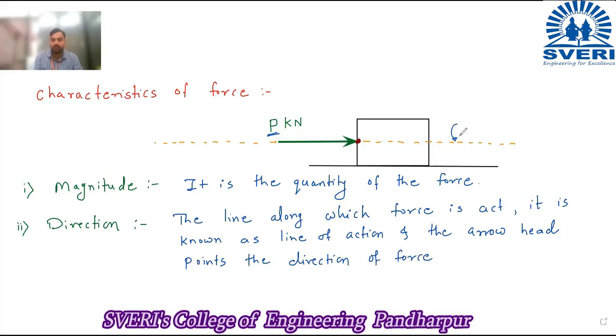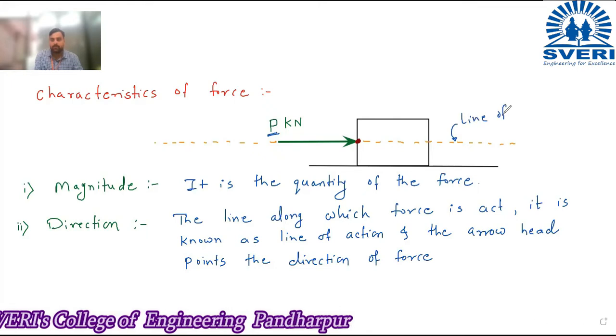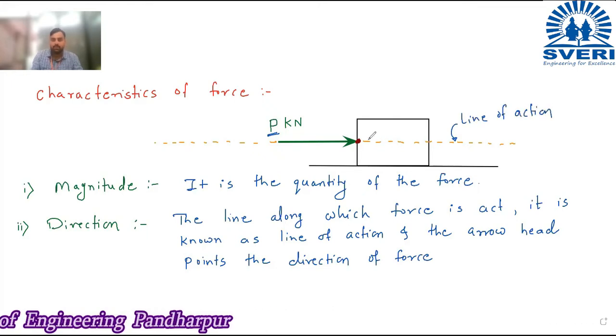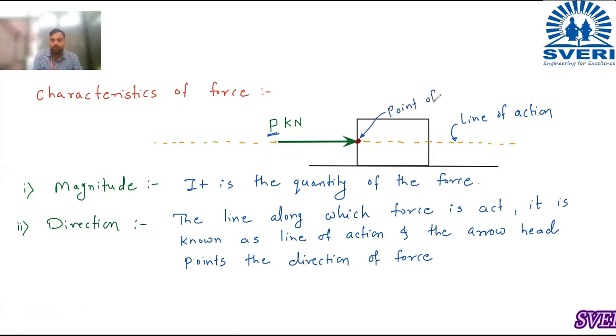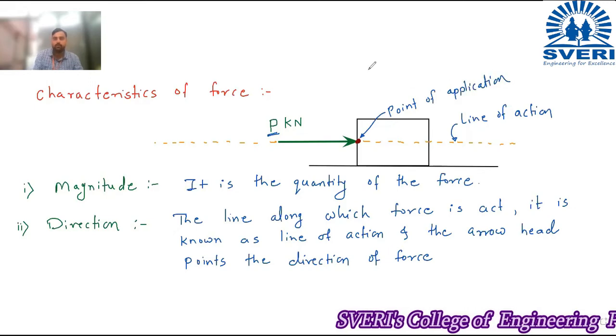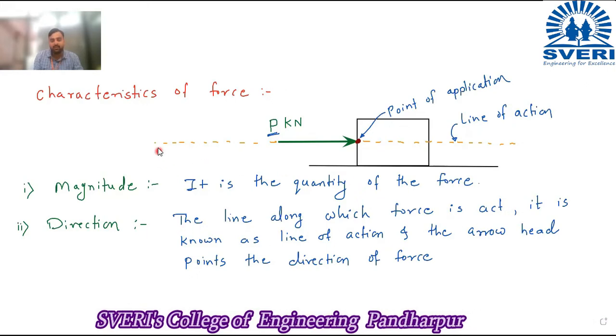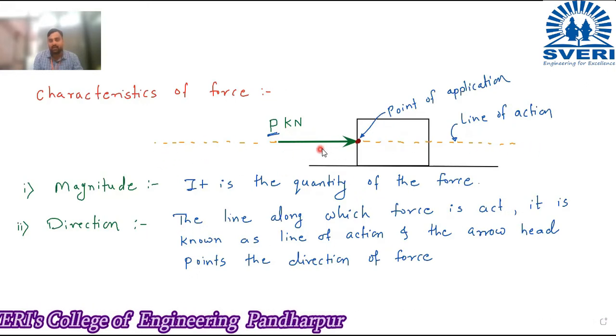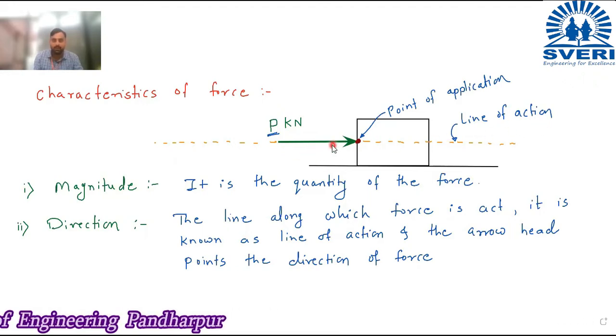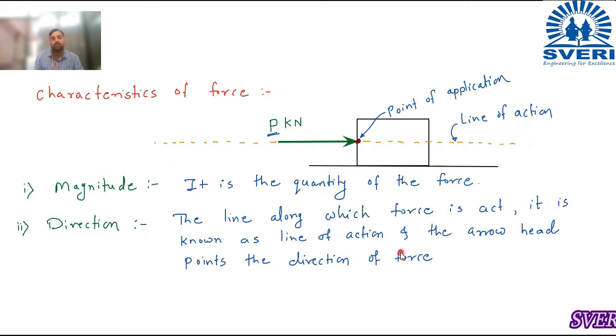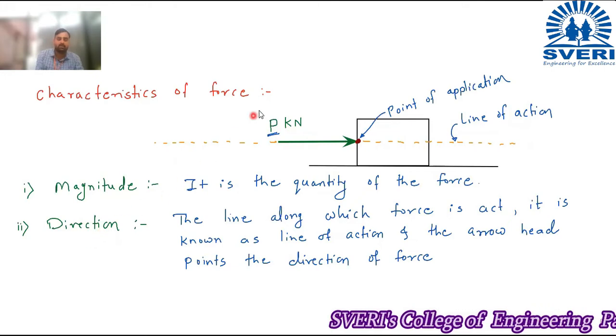So in the direction we have covered both points. This is our line of action. This point is our point of application, where the force is applied. So both points have been covered over here. The line along which the force acts is called the line of action, and the arrowhead of this force will give you the direction. Both these points have been told under direction.